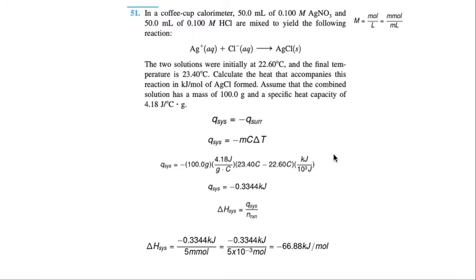And where I'm getting 5 millimoles from is that 50 mils times 0.1 molar. So 50 mils times 0.1 molar is equal to 5 millimoles. So dividing by that number of moles, I can get my kilojoules per mole, and simplifying, there we have negative 66.88 kilojoules per mole.